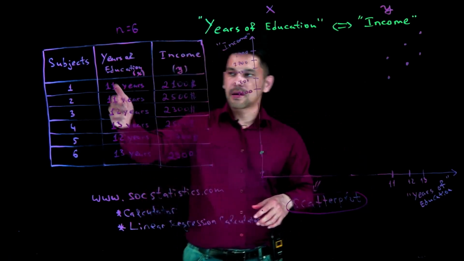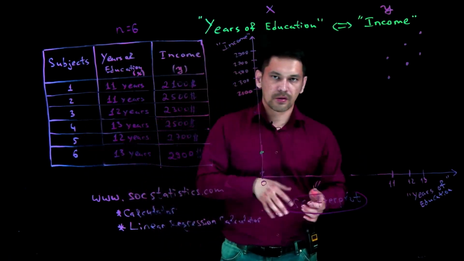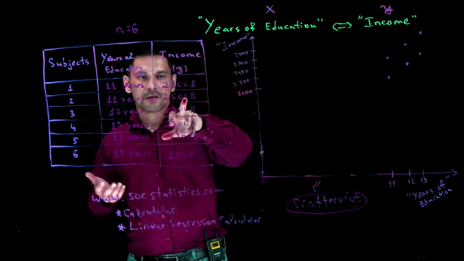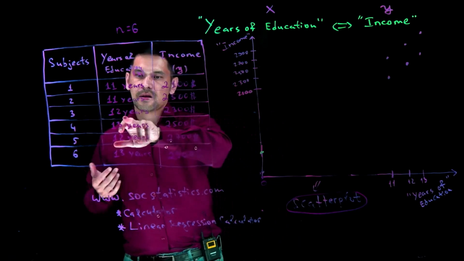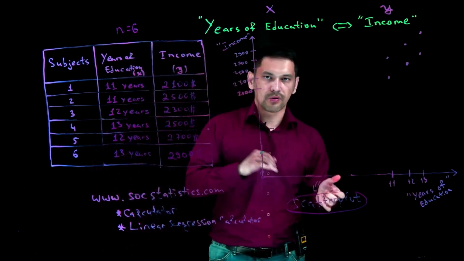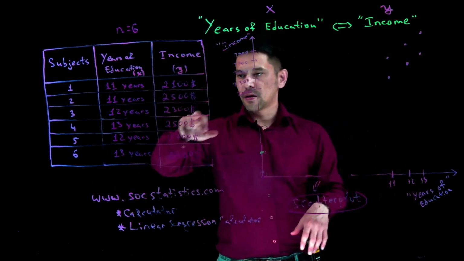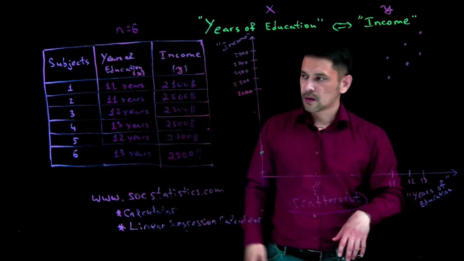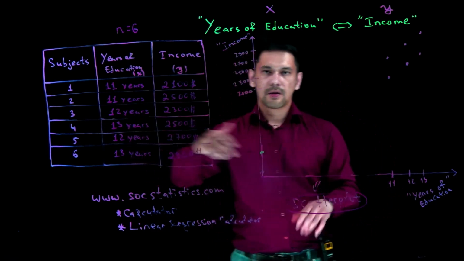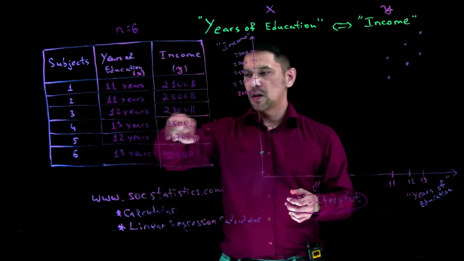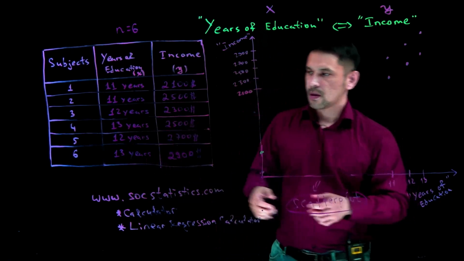The second guy says he has 11 years of education. That means he went to elementary school and high school for 11 years, and his income is $2,500 a month. This guy says he has 12 years of education. That means he went to school for 11 years, then he went to college for 1 year and quit. Now his salary is $2,300 a month. This guy has 13 years of education. He went to school for 11 years and he went to college for 2 years. Now he's working and making $2,500 a month, and so on.